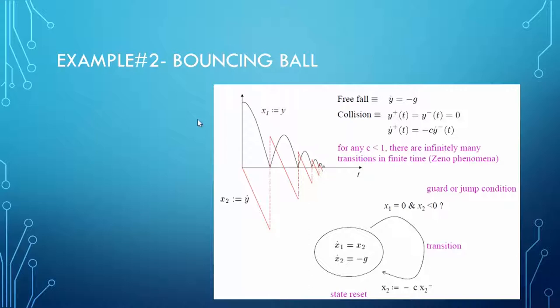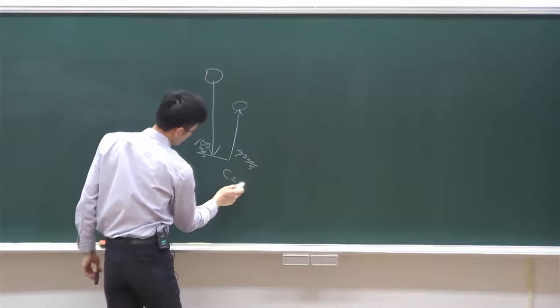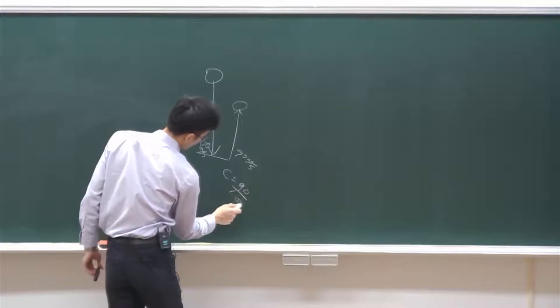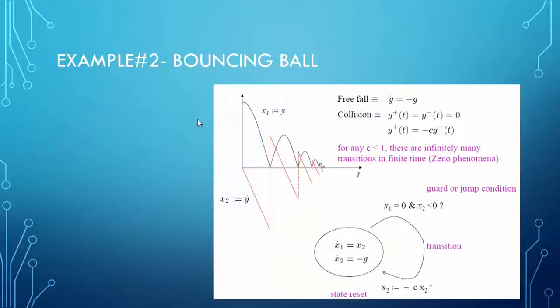Okay, so after it hits the ground, the velocity will change, right? y dot is velocity, and plus means after you hit the ground, the velocity will change the direction, which is minus c. c is the discount factor, right? Before you hit the ground, the velocity might be 100. After you hit the ground, it might become 10% off, which is from 100 to 90, right? So the discount factor is 0.9, right? So this is the change of velocity after the impact from the ground.